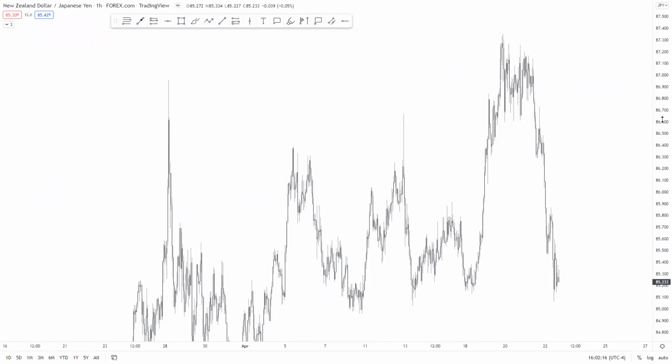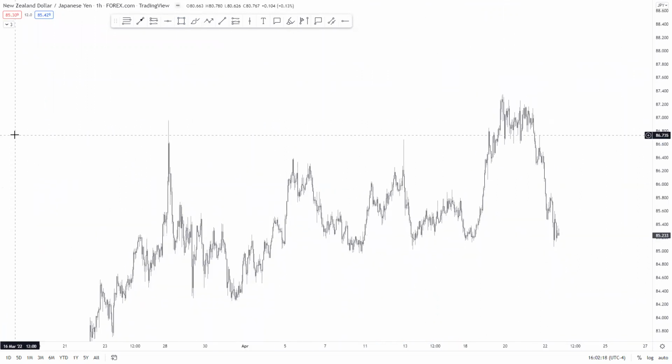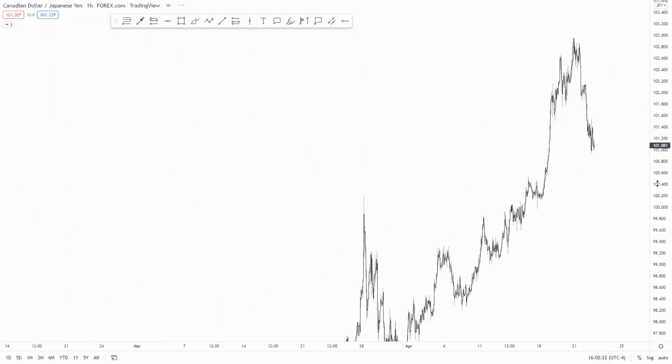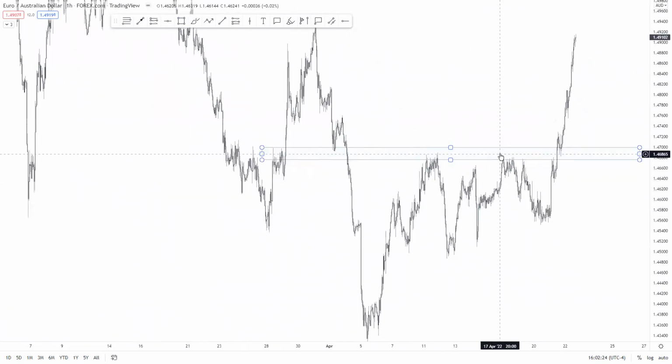NZD/JPY, not a ton. CAD/JPY, also not a lot. That's really everything important that I wanted to talk about.